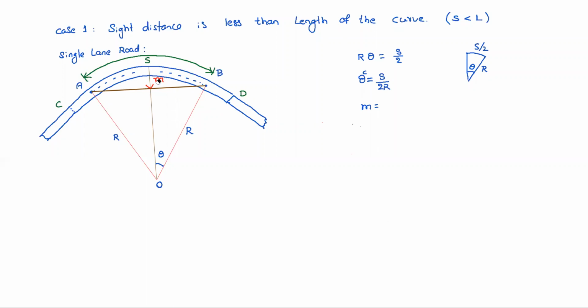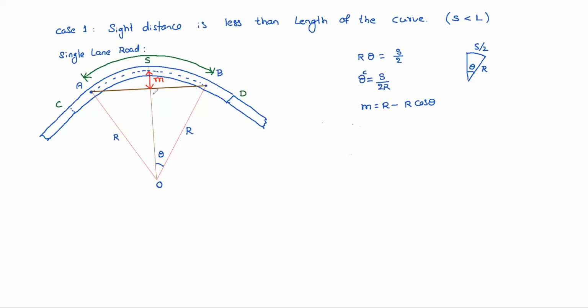Generally, we measure this setback up to the center of the road, like this. Center line of the road, okay? Center line of the lane. Center line of that lane, okay? Because R, we are measuring up to that point only. So M equal to now R minus R cos theta. Okay, R minus R cos theta.